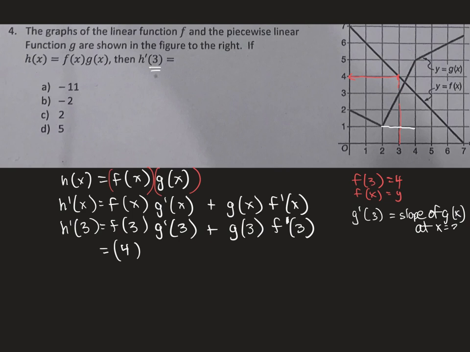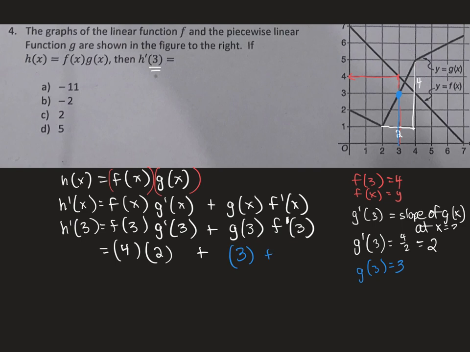So let's take these 2 points, and our rise would be 1, 2, 3, 4, and our run would be 2. So that means the slope of the tangent line of graph g would be 4 over 2, or just equal to 2. So we're going to replace g prime at 3 with 2. Okay, plus, now g at 3 would be the value of the function g at x equals 3. So we go up, and it would be this point here. So g at 3 is just equal to 3. So we can replace that.